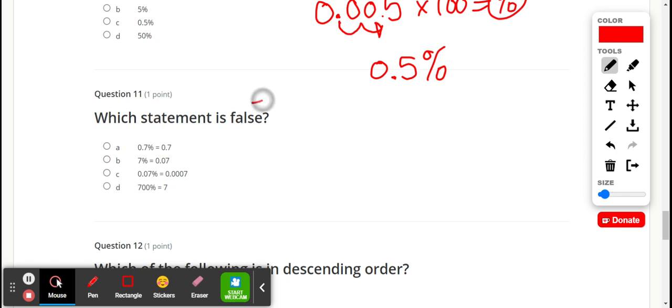Which one is false or not equal? 700 divided by 100 does equal 7. That is true. The percent moved over 2 decimal place values. If you take off the percent and move it over, that is true. Take off the percent, move it over, that is true. How can this percent be equal to the decimal? It can't. That is not the same thing.